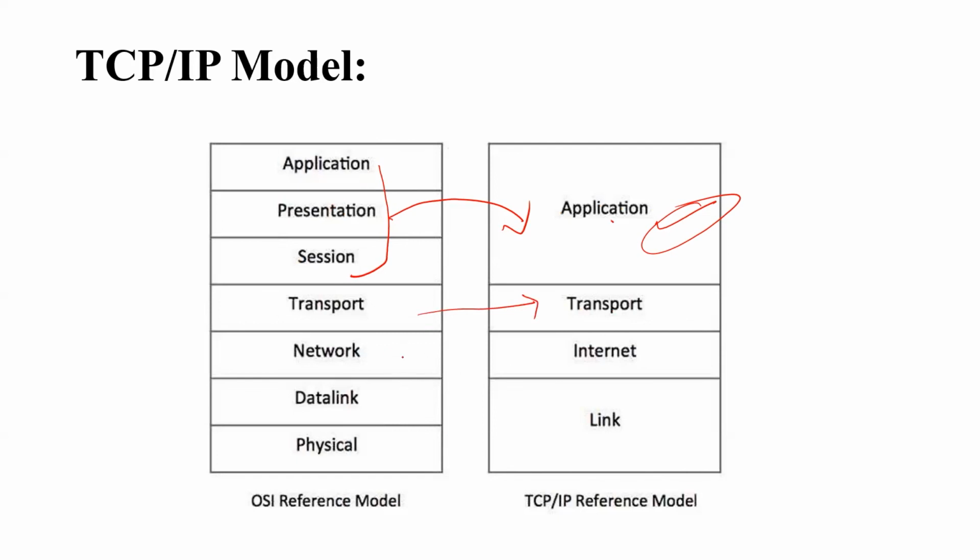In the OSI reference model we call it the network layer, and in the TCP/IP model it is the internet layer. The data link layer and physical layer are commonly called the link layer in the TCP/IP model. So the functionalities are the same, but the way of layering is different here. That's it, that's about the TCP/IP model and the OSI reference model and their comparison.